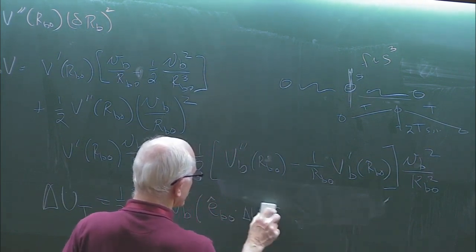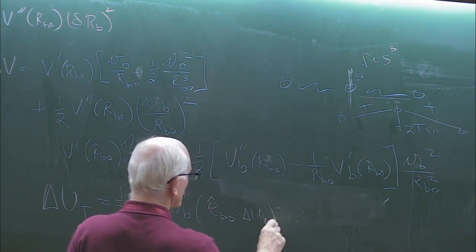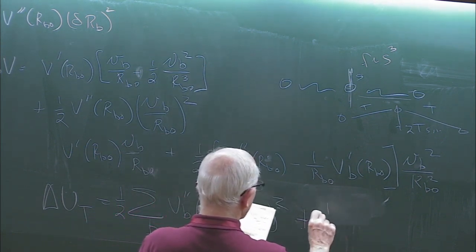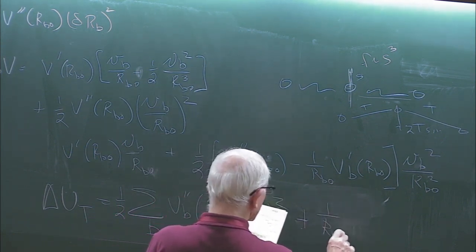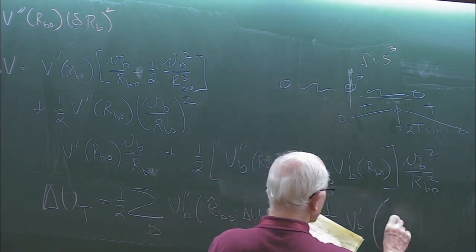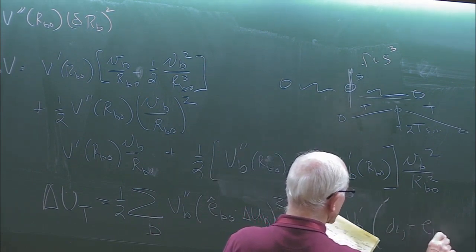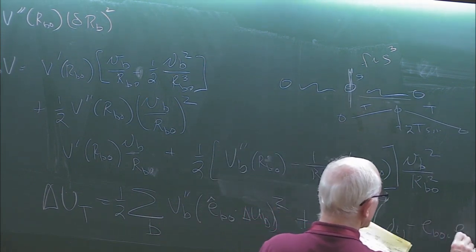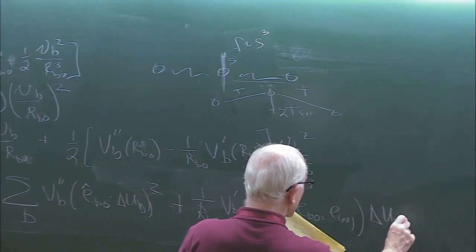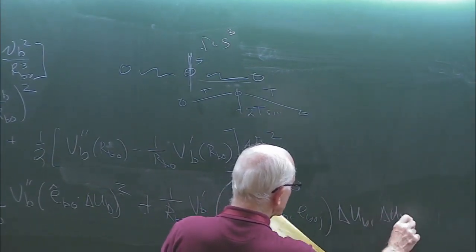plus 1 over RB0 VB prime times delta IJ minus EB0 I EB0 J, times delta UBI delta UBJ.